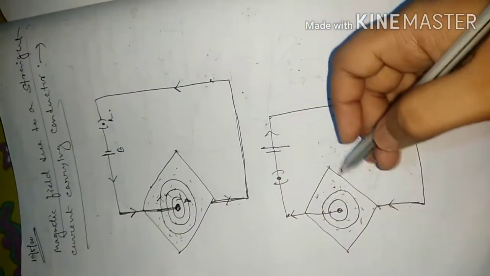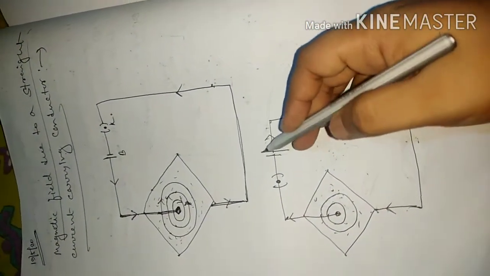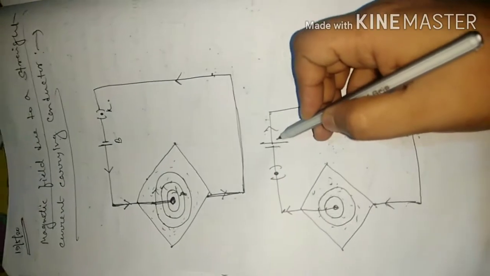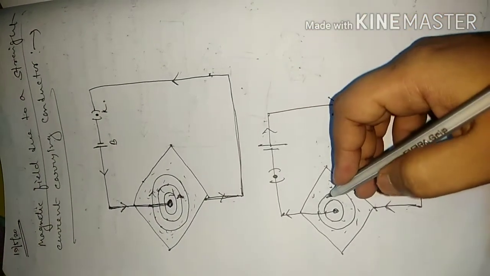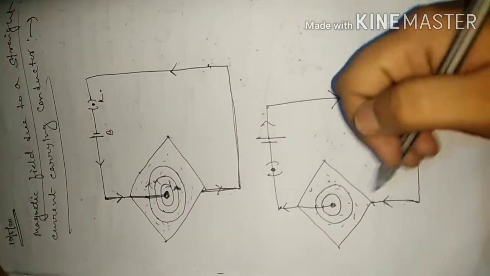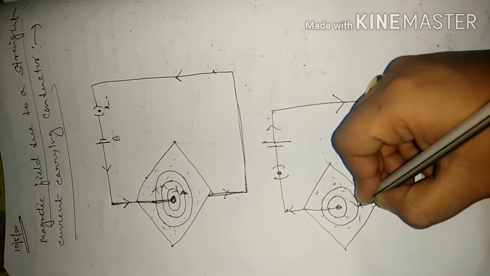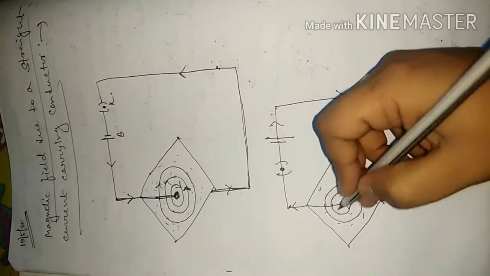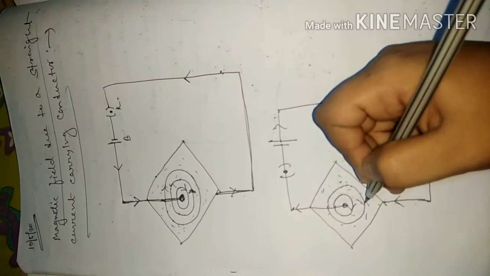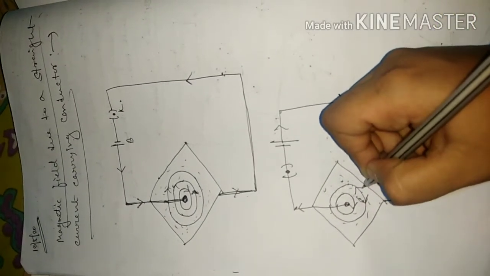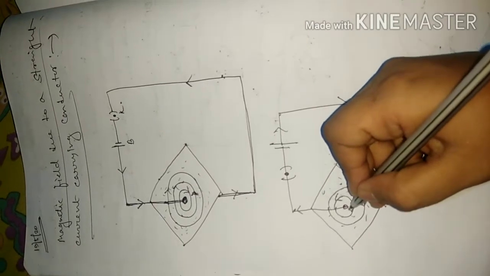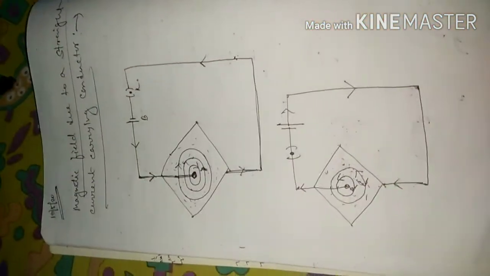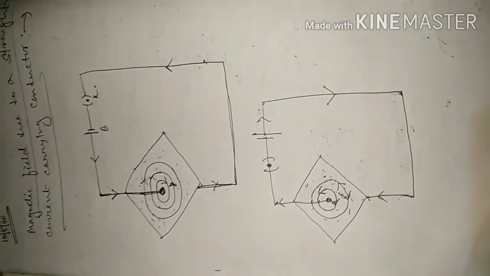Now the same experiment, but we change the polarity of the battery. That means where this side was positive and this side negative, now this side is negative and this side is positive. So the direction of the current also changes. What we see is that when the direction of the current changes, the direction of the magnetic field lines also changes. The pattern is the same, concentric circles, but the direction changes. It is anti-clockwise.